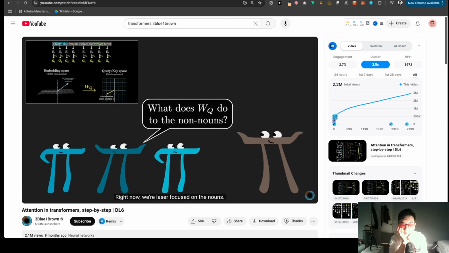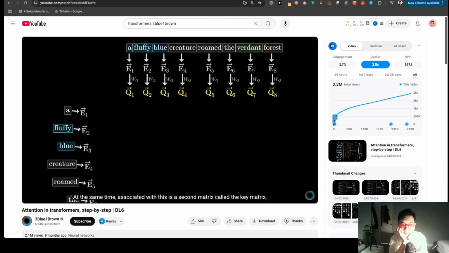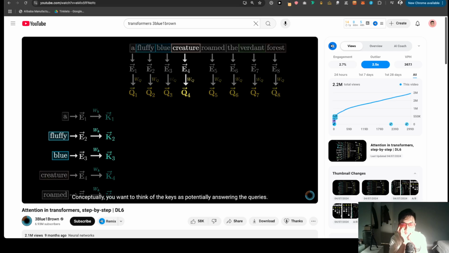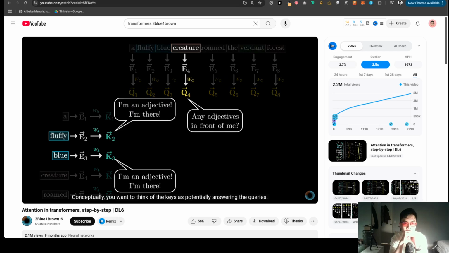Right now, we're laser focused on the nouns. At the same time, associated with this is a second matrix called the key matrix, which you also multiply by every one of the embeddings. This produces a second sequence of vectors that we call the keys. Conceptually, you want to think of the keys as potentially answering the queries.